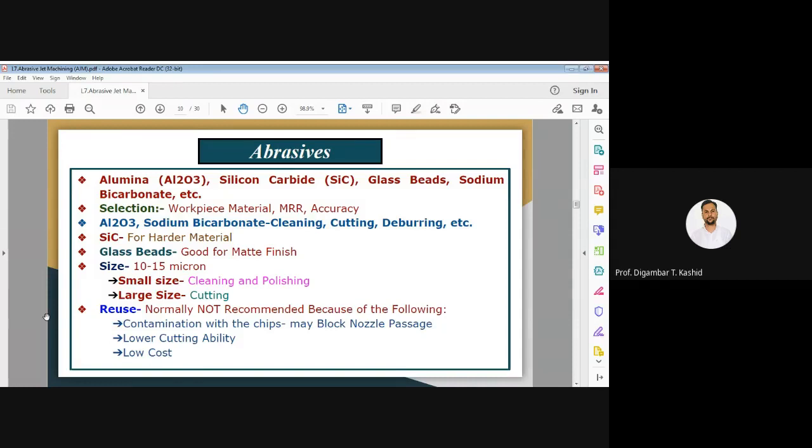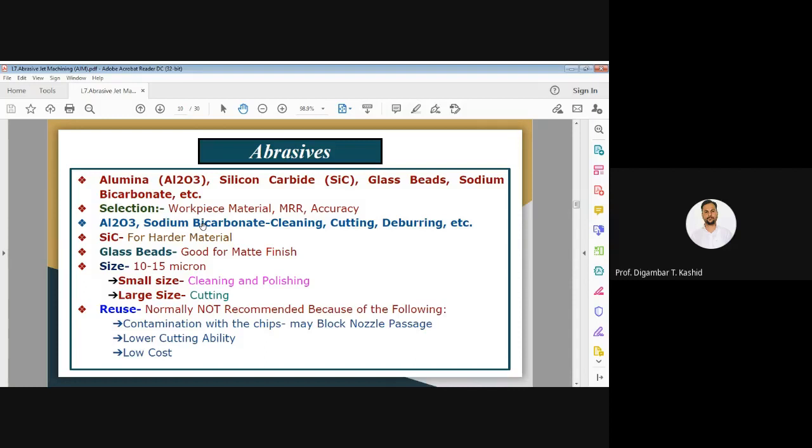Of those I have mentioned, alumina, that is Al2O3, and sodium bicarbonate are normally preferred for cleaning the workpiece, for cutting, and for deburring purposes. For the applications of cleaning, cutting, and deburring, you can use Al2O3 and sodium bicarbonate as an abrasive.